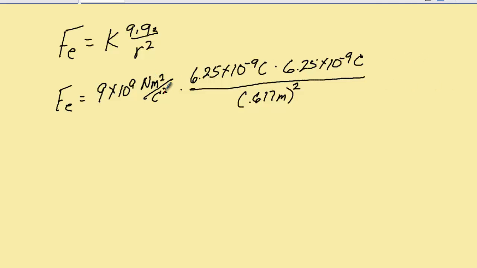Now just to make sure our units are working, the coulombs cancel, and we've got meters squared and meters squared, so the unit that we have left is newtons, which should be right. If we put all this in the calculator and crunch the number, we should get 9.23 times 10 to the negative 7 newtons. And we need to remember that this is a repulsive force, so that would make it a positive number. All right, that wasn't too ugly.